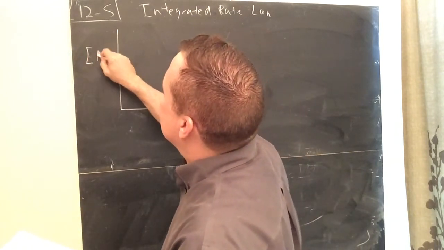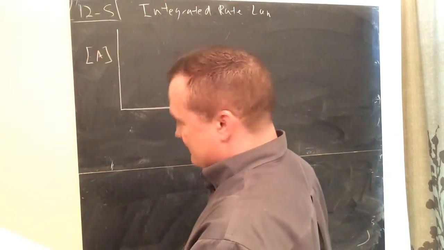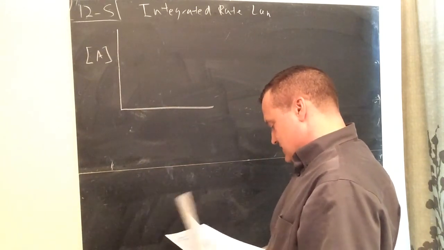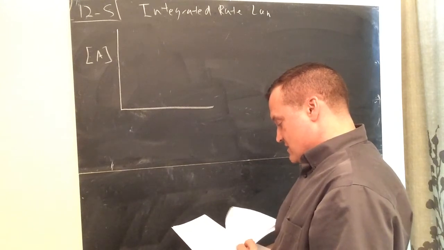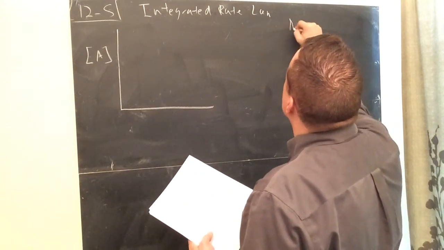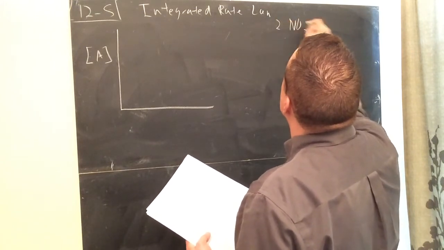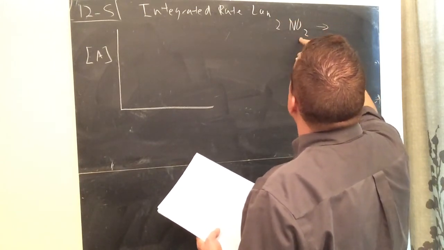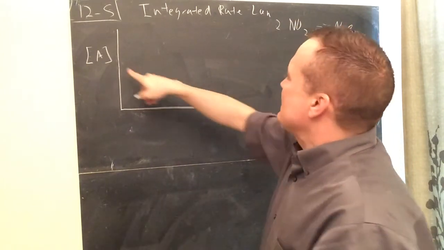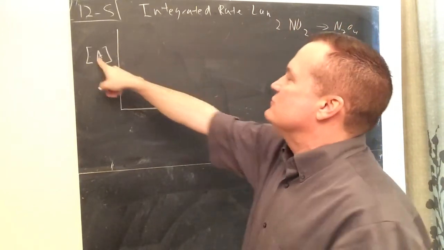A is just any reactant you want to have in a chemical reaction. Like, we did one before that was like NO2. We said two NO2s, and then they bumped into each other to make N2O4. So if that were the case, the reactant is NO2.